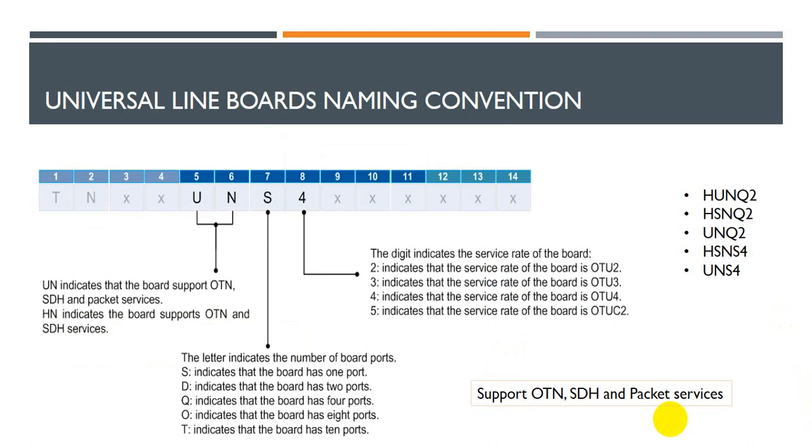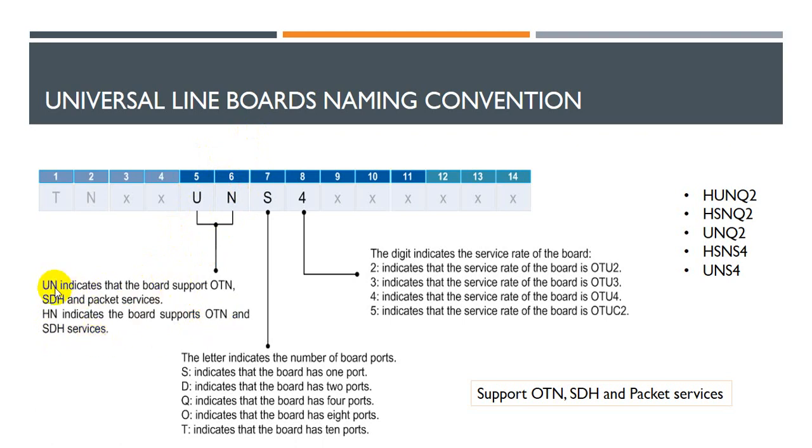Universal line boards. So universal line board, UN will be the symbol for universal line boards. Okay, and so if it is UN, then it is OTN and SDH. It means this board can support OTN as well as SDH technology. HN meaning is OTN and SDH.